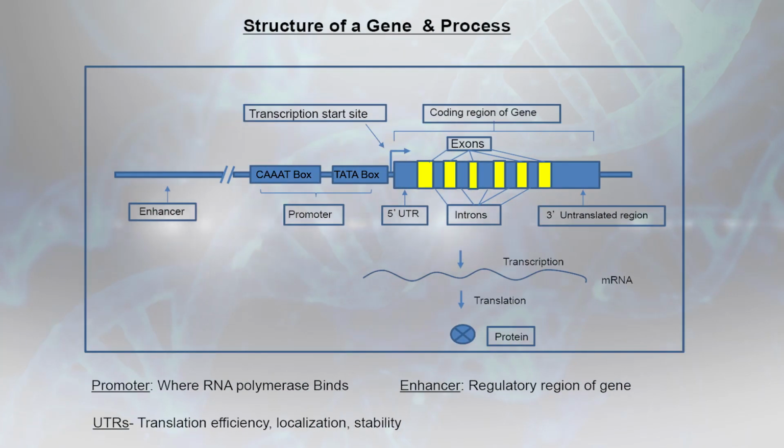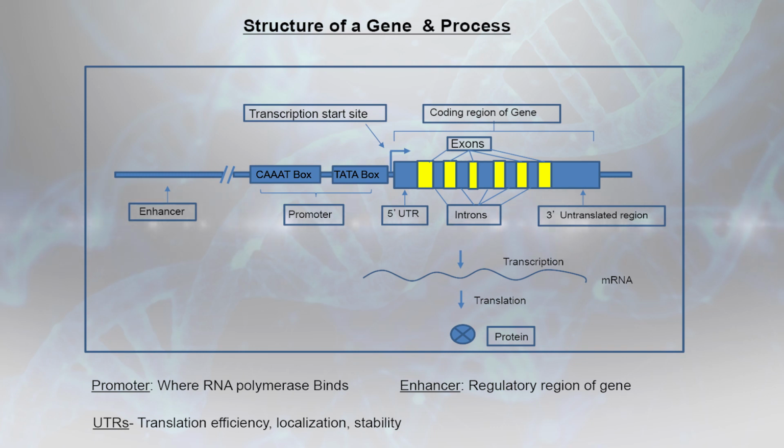This is the structure of a gene. Going from left to right, you have the enhancer, the promoter, and then the coding gene, made of exons and introns. Genes in the DNA exist as exons and introns. The introns are intervening sequences, and the exons are the ones which carry the message for protein synthesis. The arrow is called the transcription start site.